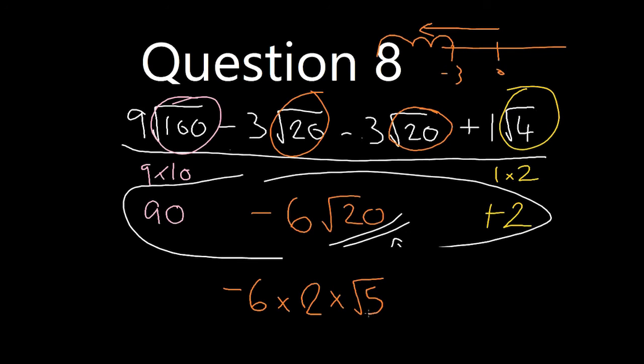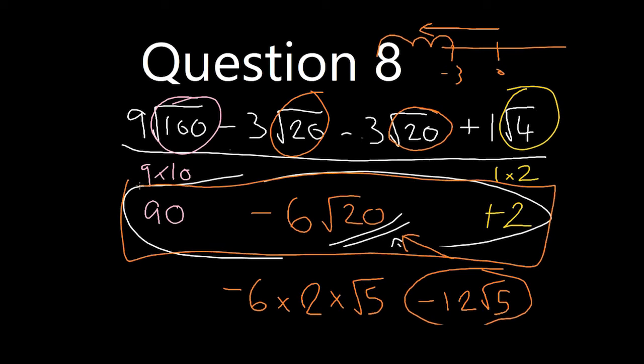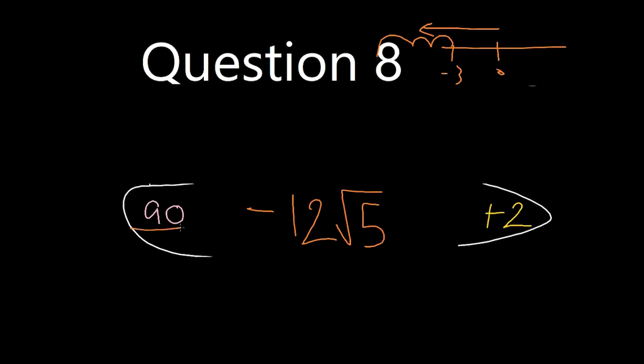Okay, and then you guys will know that minus 6 times 2 is minus 12, and then adding on this root 5. Okay, so adding this bit back into here, we get our final answer. Now this here would still be right, but it would not be in its simplest form. If we want the simplest form, we would write this. So we have our 90, we have our minus 12 root 5 now in the middle, and we have our plus 2. So can we simplify this anymore?